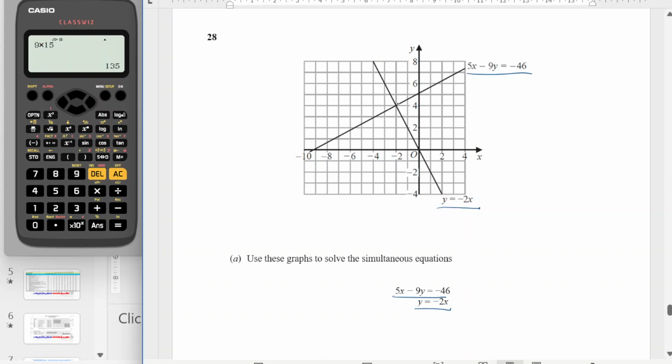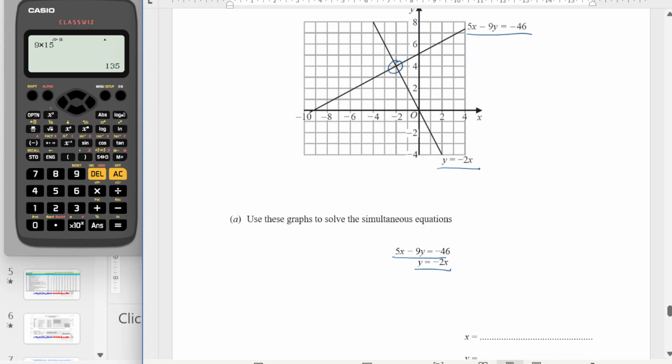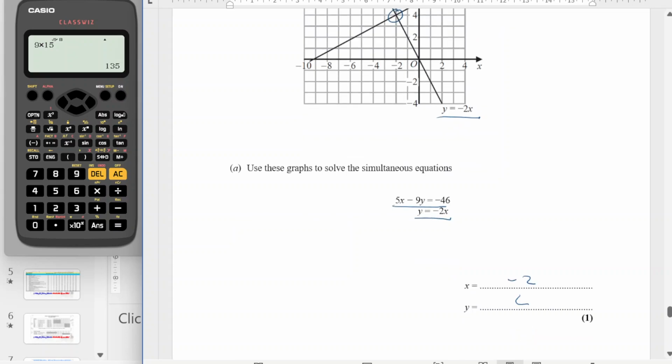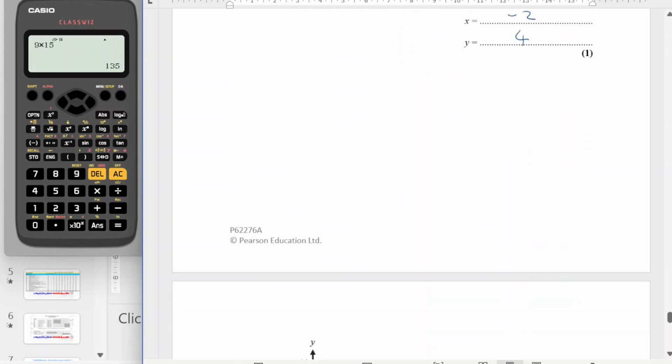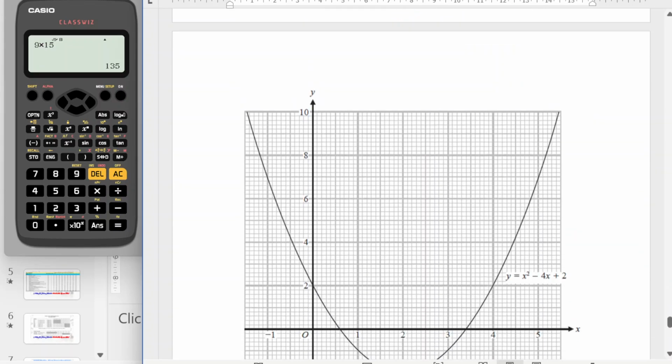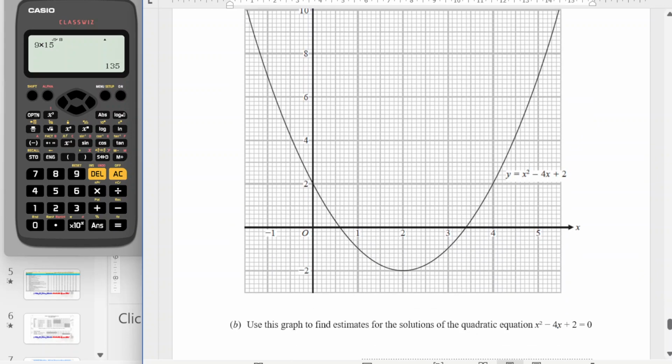So what we're looking for is the intercept of the 2 graphs, so where the 2 graphs cross. And then if you read off, the x-coordinate is -2, and the y-coordinate is 4. So that's my point of intersection. So that's my solution. The second one kind of leads on nicely from that.